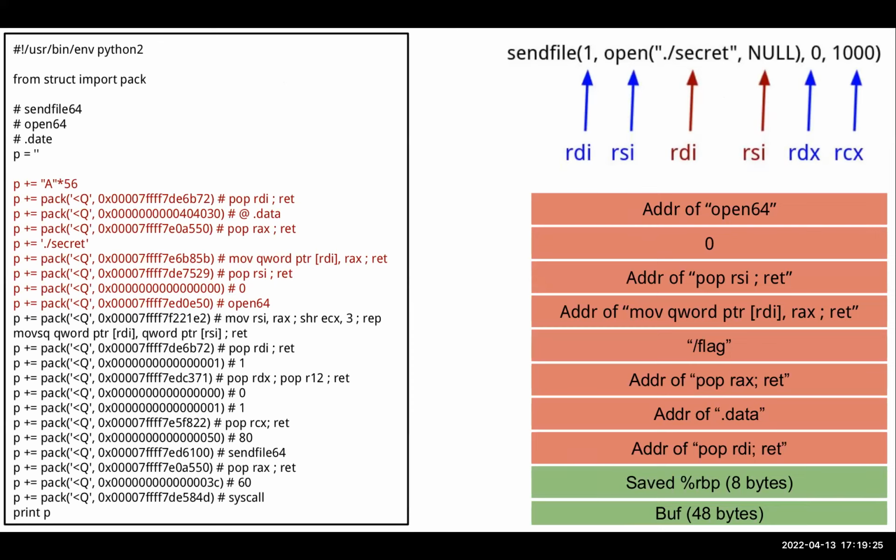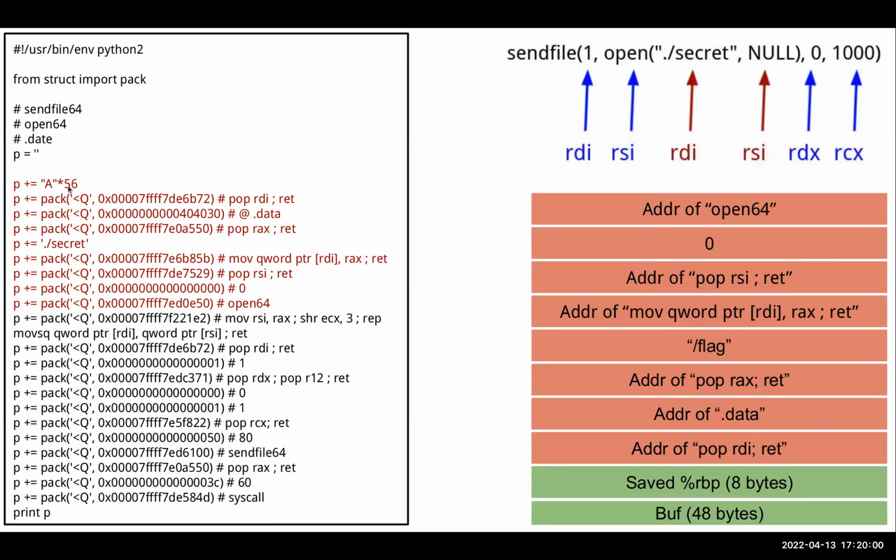On the left-hand side, I have a script similar to the previous one. This is Python 2. Use struct.pack. You need to find three addresses by yourself. One is the address of sendfile, which is a function, sendfile64. You need to find the address of open. And you need to find where the data section is, because we're going to use it, okay?